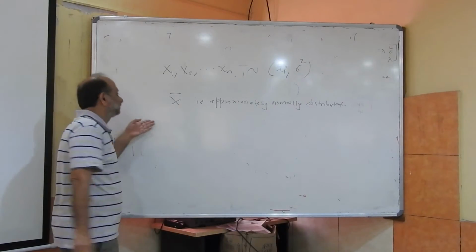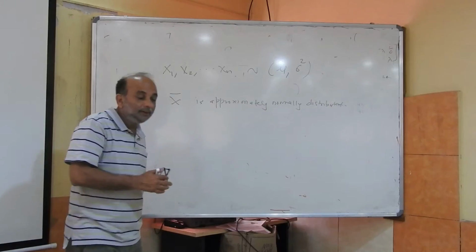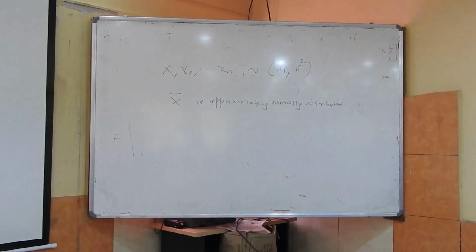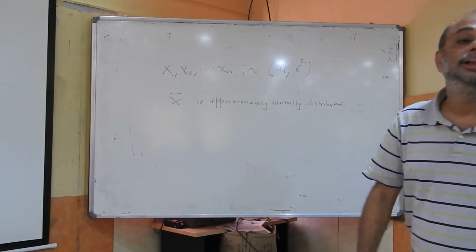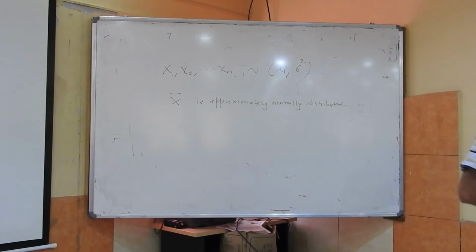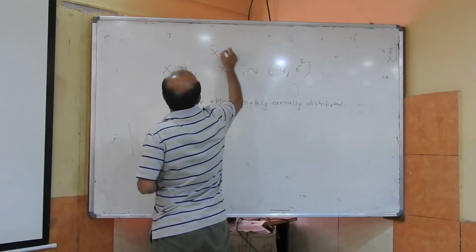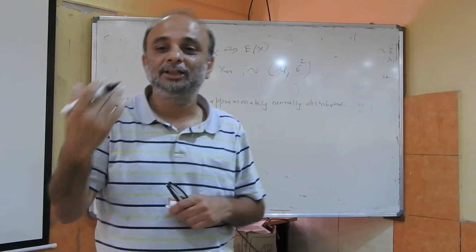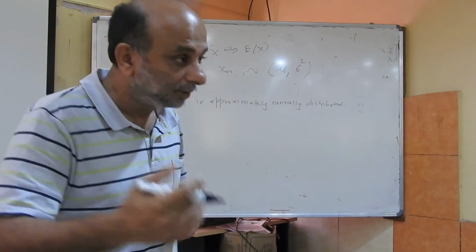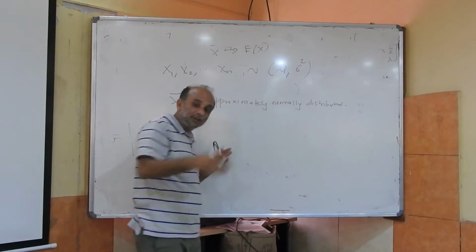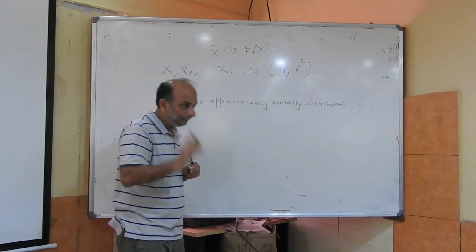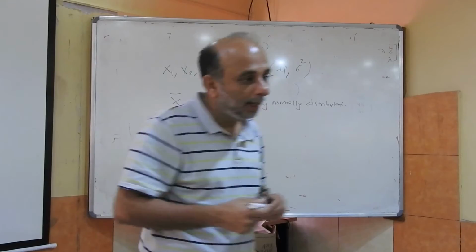Yes, x bar is approximately normally distributed, with the approximation getting better and better as n becomes larger and larger. That's the central limit theorem. The law of large numbers says that x bar will get closer and closer to the expectation of x as the sample size becomes large. The central limit theorem is about the distribution of x bar, which I showed on R that day.